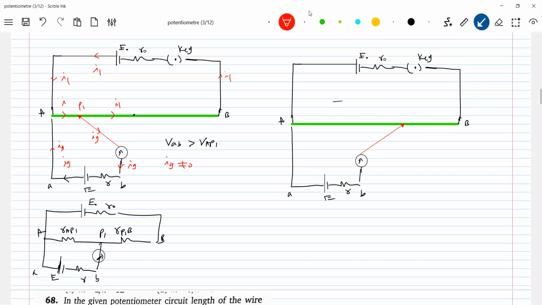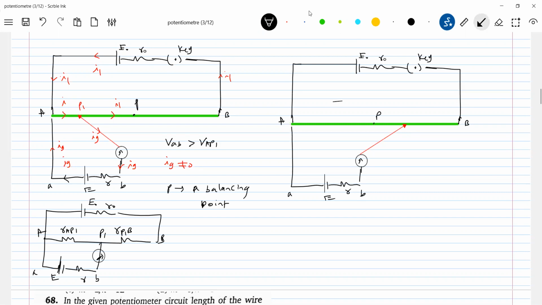Therefore, the question now is, how do I come to know the balancing point? Balancing point, I'll call it P. P is a balancing point, not P1. Somewhere P is here.